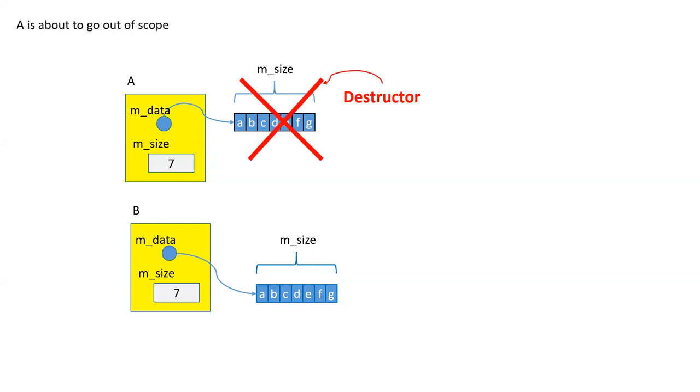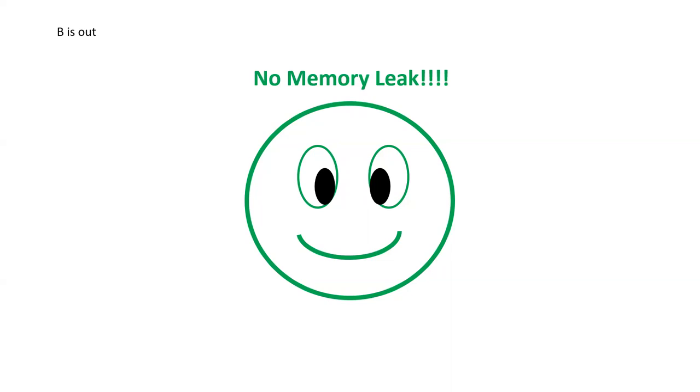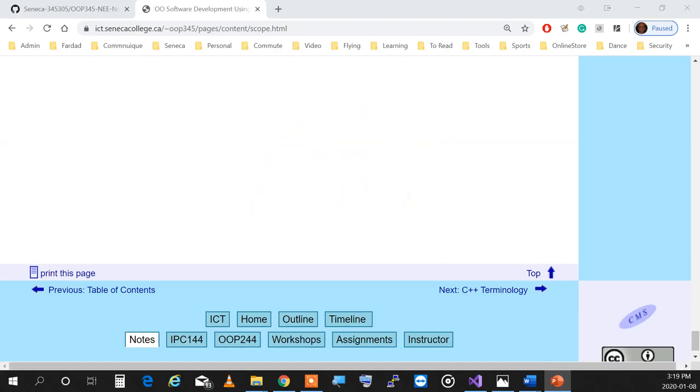And when the destructor is called, the first one is going to go, life is beautiful. And when the destructor of the other one is going to get called, the memory of that one is gone, and there is no memory leak. Are we okay with this? That was OOP244 in 30 seconds. All right? Are we okay with this? All right, so that was when I said I'm going to do a quick review of dynamic memory allocation. That's what I meant. Are we okay down to this point?